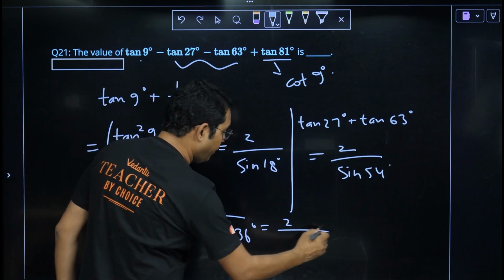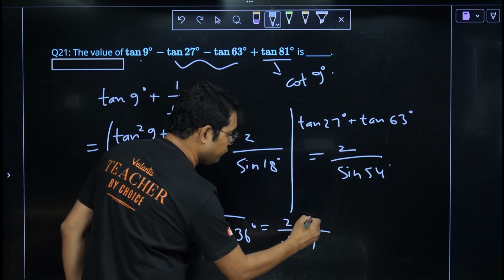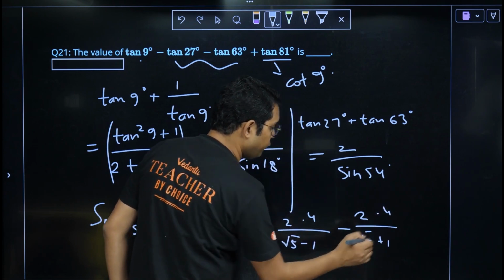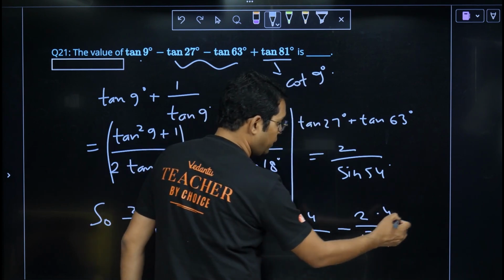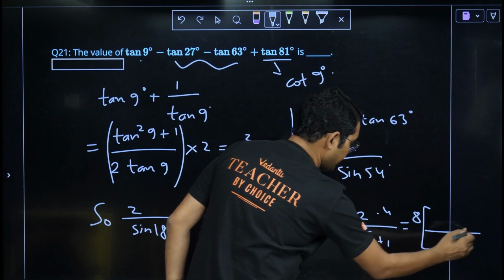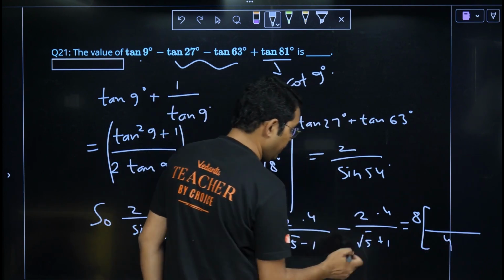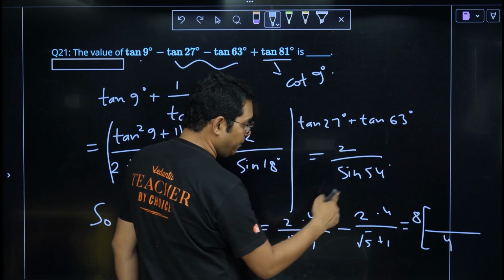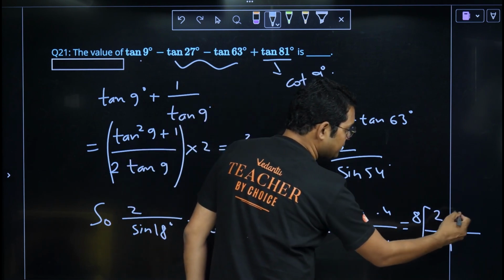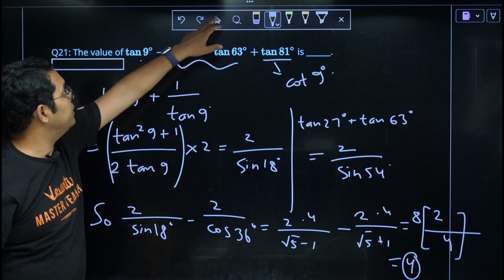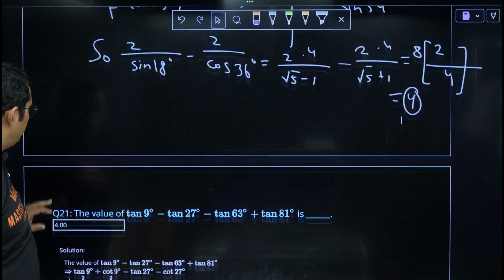It will be 2 upon root 5 minus 1 upon 4 minus 2 upon root 5 plus 1 upon 4. If you take 1 upon 4 common and take the LCM, the product of these two, which will be 5 minus 1, that is 4 only. And here it will be root 5 plus 1 minus root 5 minus 1. So root 5 will cancel. You will have 2 only. So this gives you 4 as the answer. So for this question, the answer should be 4.